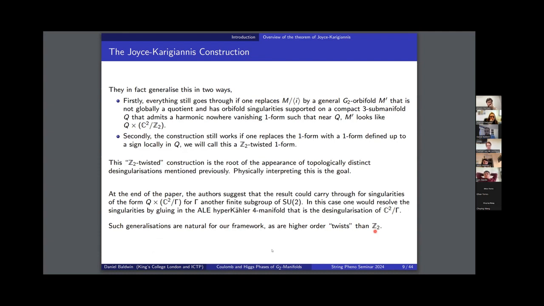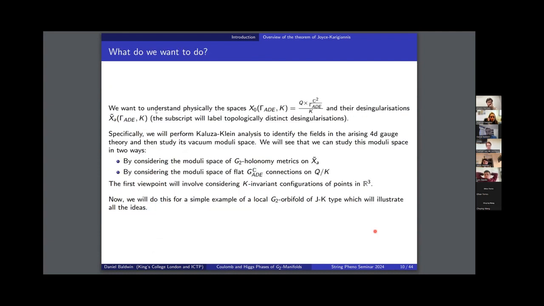Okay, so just to summarize what I said, we want to physically understand these spaces X0, which look like Q times an ADE singularity mod K, where Q is some 3-manifold, and their desingularizations, which I'll call X tilde. Then we'll perform Kaluza-Klein analysis to identify the massless fields we get in 4 dimensions from the M theory compactification. And we want to study this theory's vacuum moduli space. And we'll see that we can do this in 2 different ways.